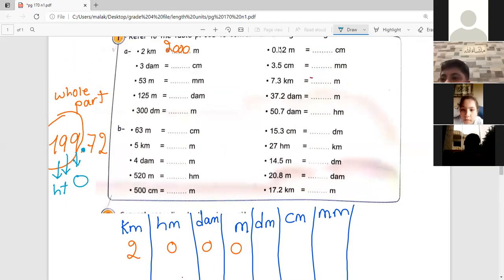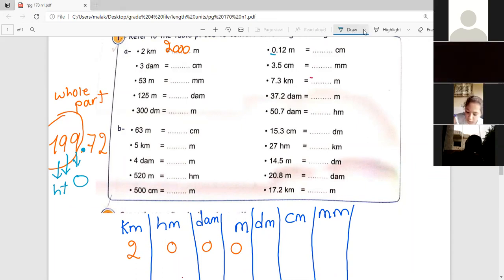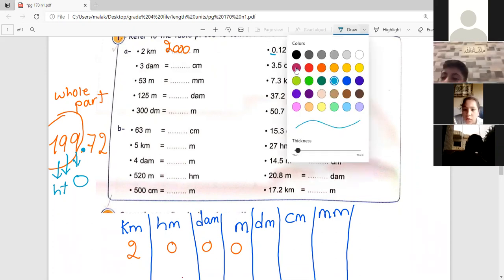Okay, Aya. 0.12 meters. Which digit is the ones digit? Two. Zero, sorry. Zero, okay. I did the example, Aya. I said we have to look at the whole part. So zero is the ones. We have to put zero.